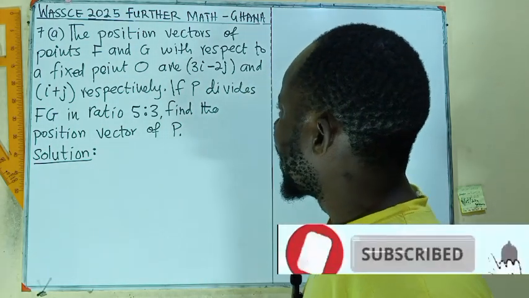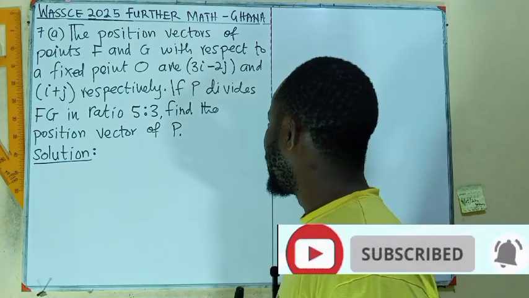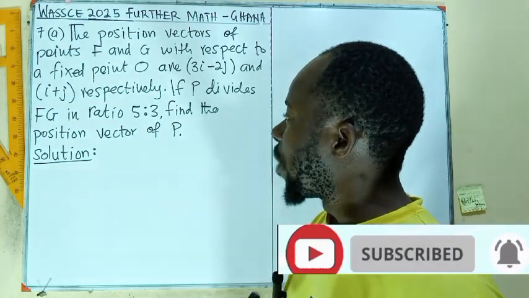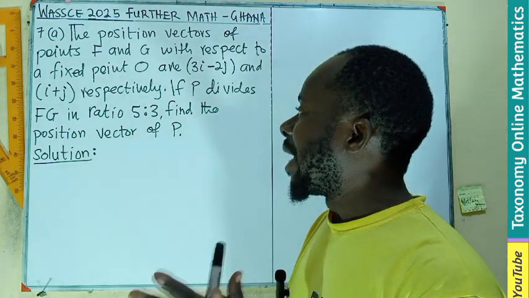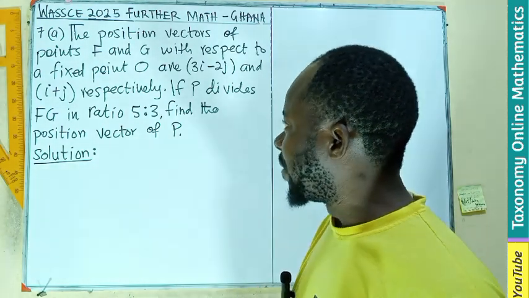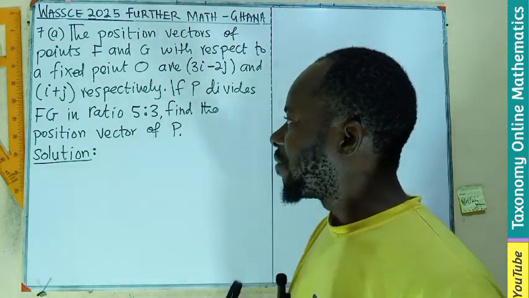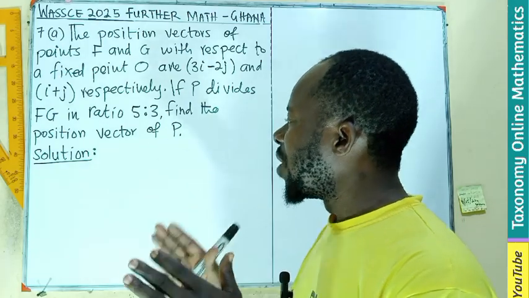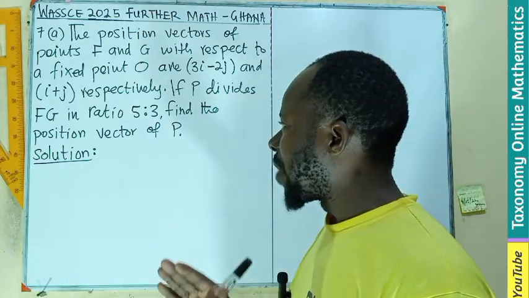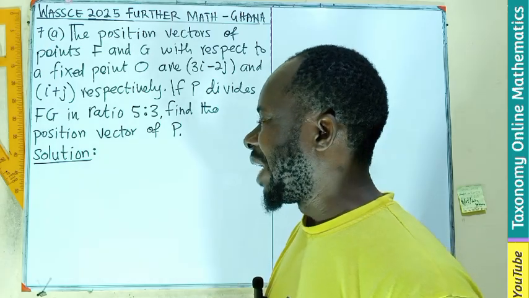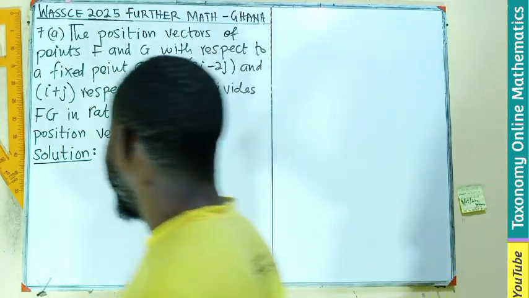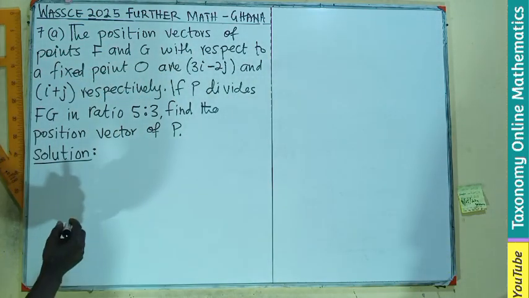The position vectors of points F and G with respect to a fixed point O are given as 3i minus 2j and i plus j, respectively. If P divides FG in the ratio 5:3, we have to find the position vector of P. We can make a sketch of that if we draw a Cartesian plane.